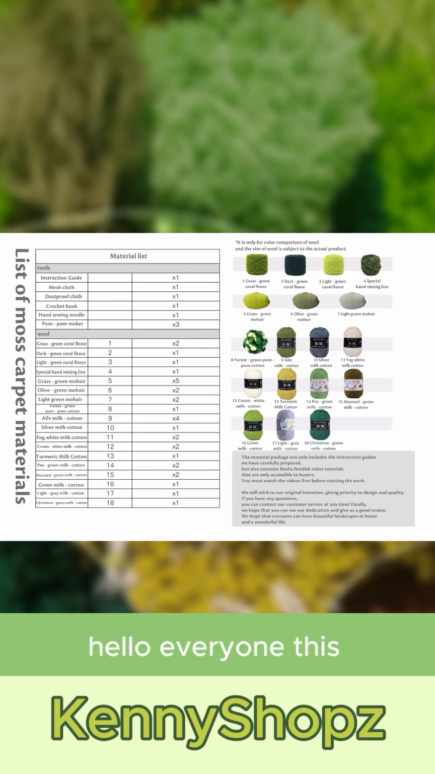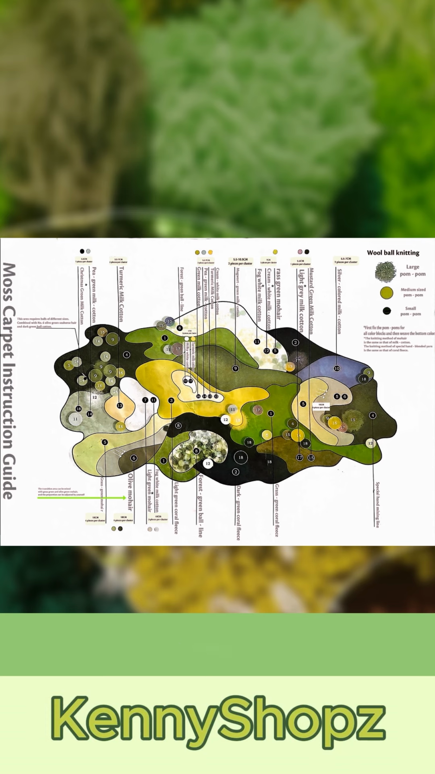Hello everyone! This is the material list for the moss carpet. You can refer to this table corresponding to our tools and yarns to see if there are any omissions. The picture next to it corresponds to the serial number. The actual yarn will also have a serial number. If you can't find the serial number, you can also check it yourself here.